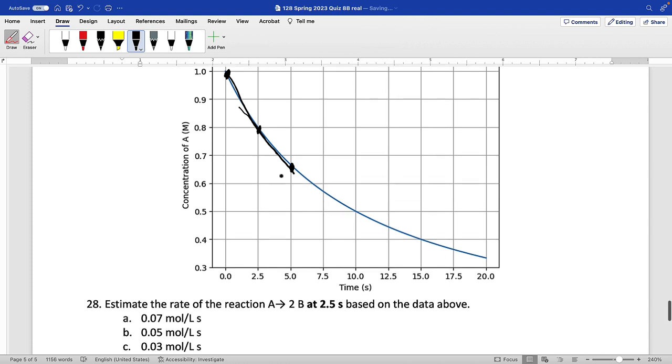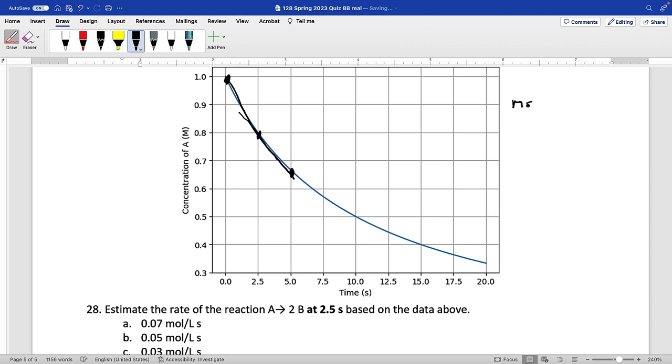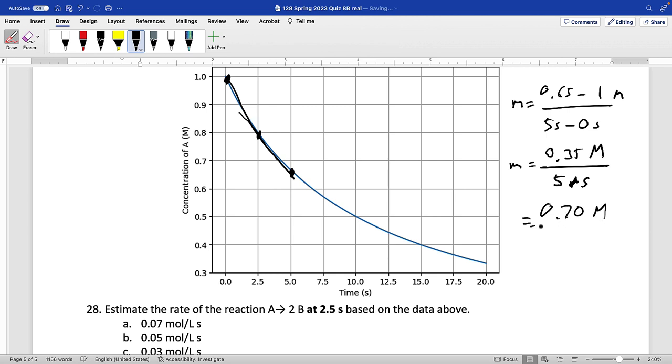Okay, so if we do that, the slope is rise over run. So we have roughly 0.65 minus 1, and for the run, we have 5 seconds minus 0 seconds. The first one was molarity, so the slope is going to be 0.35 molarity over 5 seconds. If we wanted to, we could rewrite that as 0.70 molarity divided by 10 seconds, multiplied top and bottom by 2. And so we can see that's going to be 0.07 molarity per second, or we could say that's 0.07 moles per liter per second. That's probably a better way of writing that. Okay, so doing that gets us to our rate, and we can see that's here.